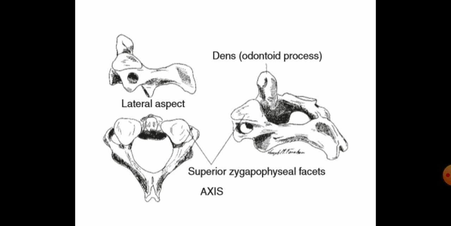So the articulating facet of the atlas gets articulated with this odontoid process. It also has four facets, two superior and two inferior. The superior ones attach with the atlas, and the inferior ones attach with the C3 cervical vertebra.